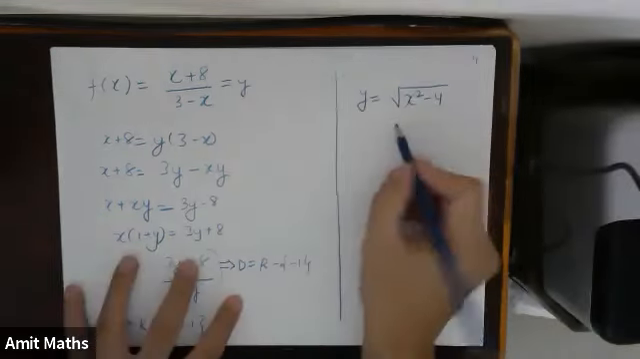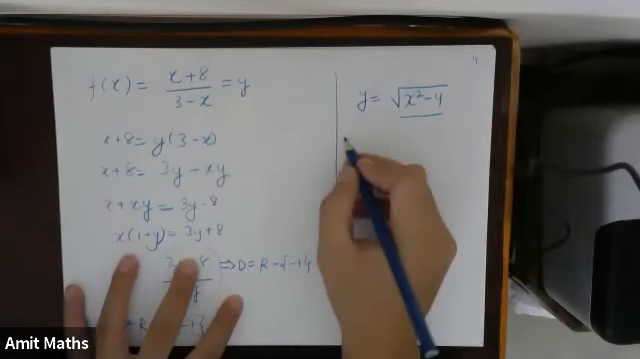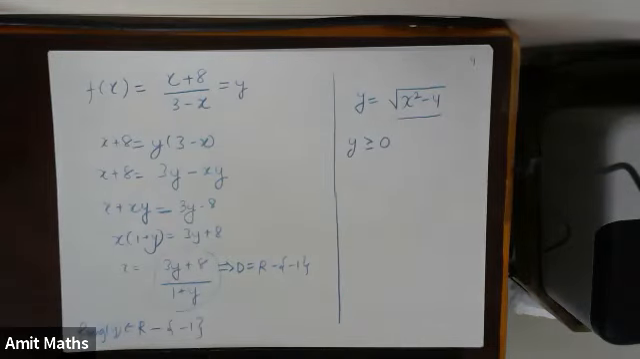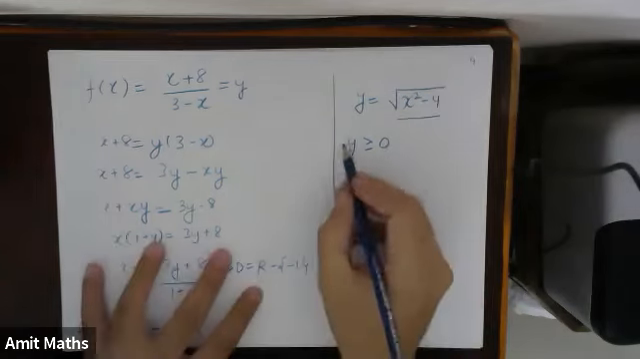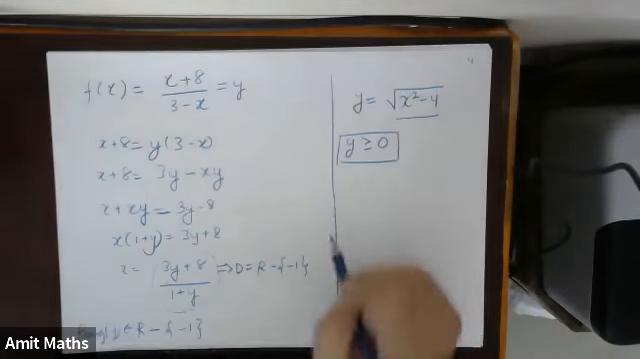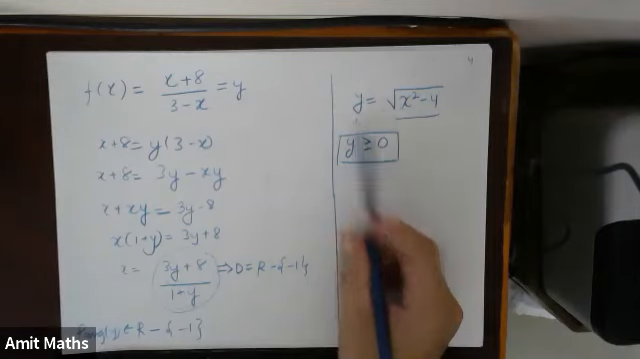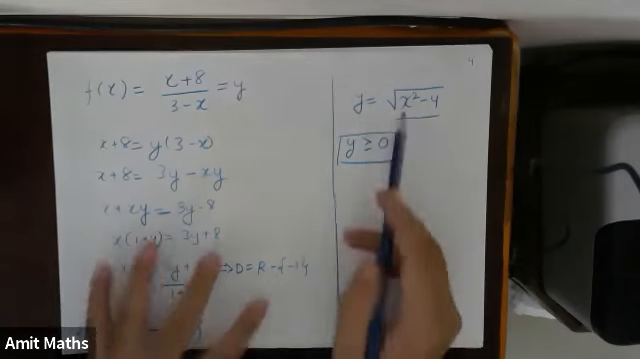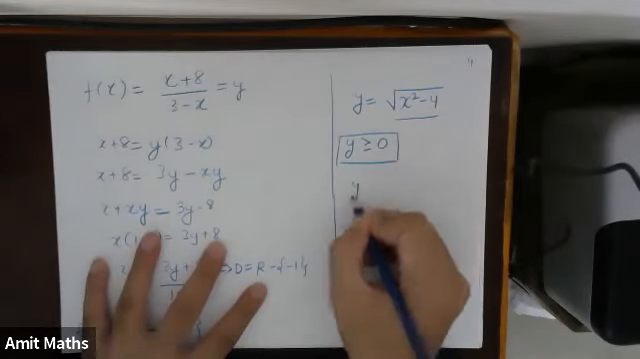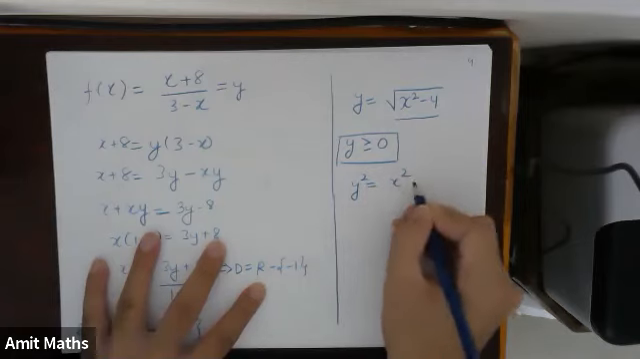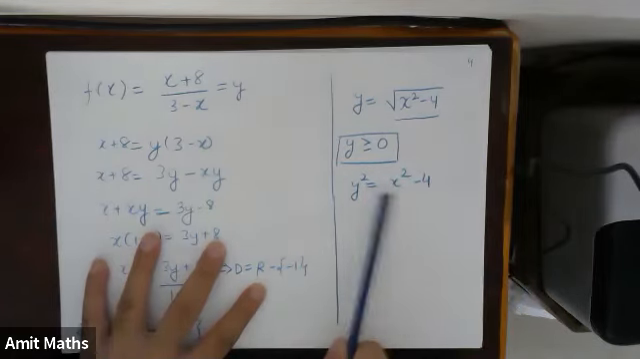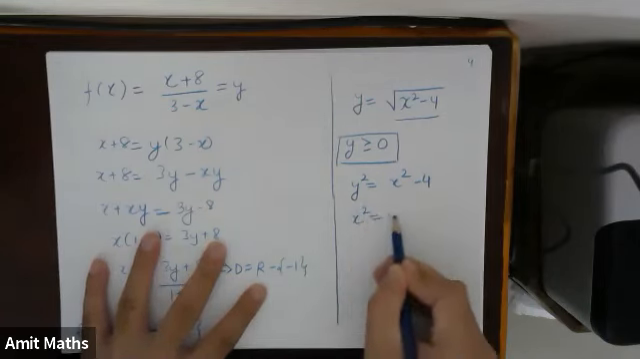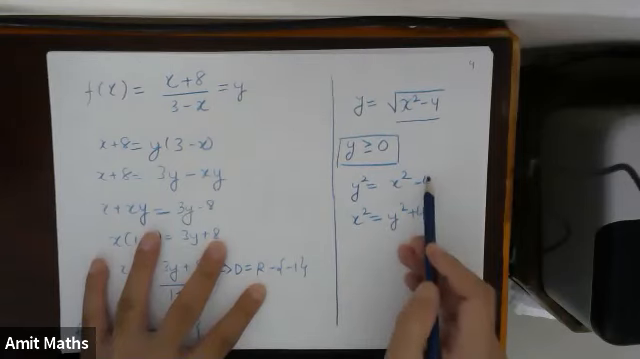Because there is an under root here, I know that y will always be greater than or equal to 0. After taking into consideration that y is greater than or equal to 0, now I can square both sides. When I square both sides, I get y square equals x square minus 4. Now after this, I will write x square equals y square plus 4, taking this 4 to this side.